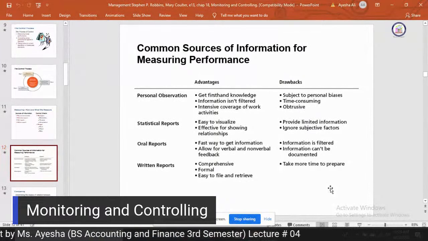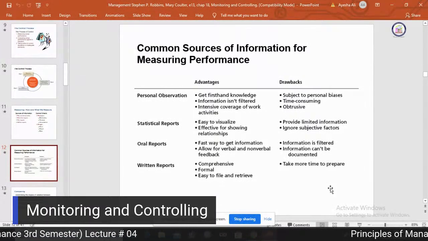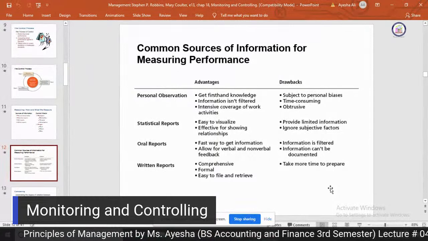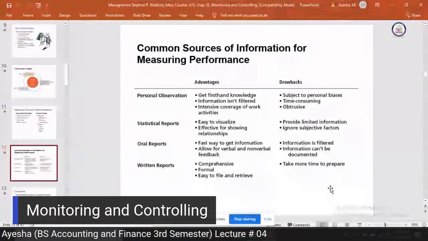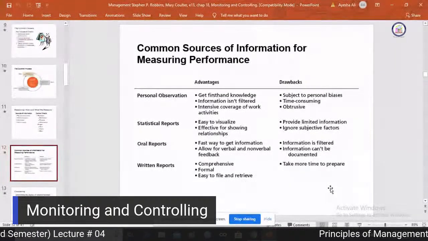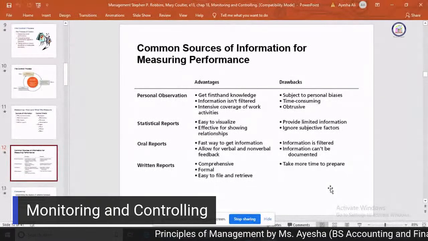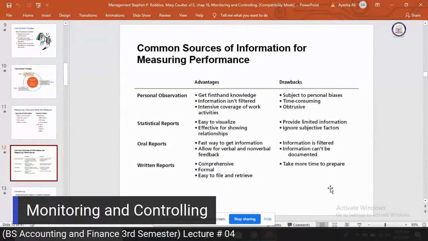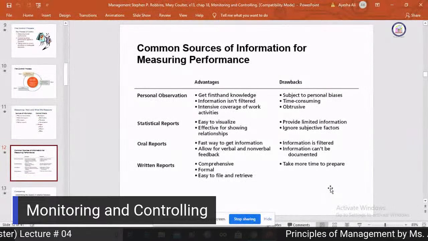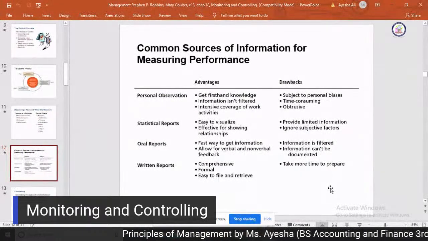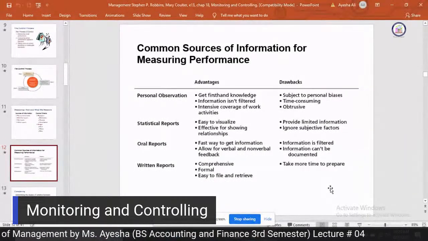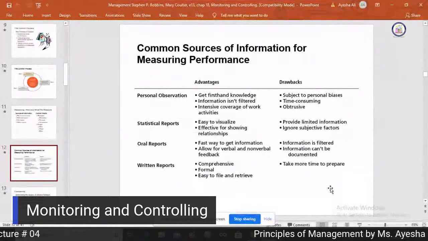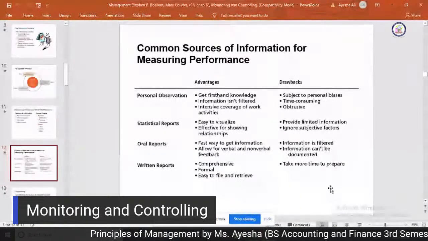And it is time consuming, of course, because we are wasting a lot of time in this method. And it is obstructive, it is interfering, because if we are observing someone directly, it disturbs the privacy of the other person. And the second is the statistical report, which is easy to visualize. We can visualize it and show the relationship between the dependent and independent variables, and between the variables. The drawback is that we have limited information and we ignore the subjective factor. It is all fact and figures, so the psychological factor and opinion-based information are missing in this method.